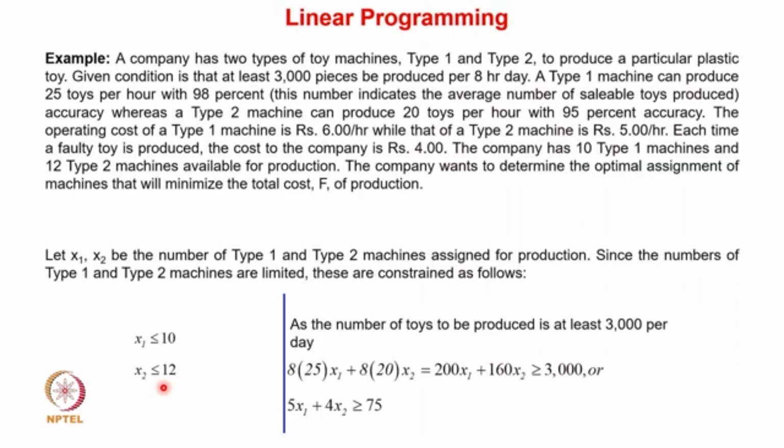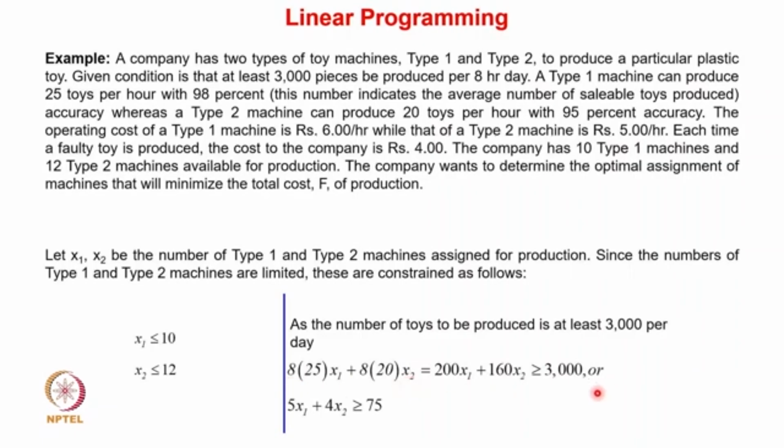Again, every day we want to produce 3000 pieces, isn't it? A type 1 machine is producing 25 toys per hour, correct. So 25 into the 8-hour shift, multiplied by the number of type 1 machines x1, gives the number of toys produced by machine 1. Similarly, 8 hours multiplied by 20 toys produced by a type 2 machine, so 8 into 20 into x2, gives the number of toys produced by machine 2, and this sum should be greater than or equal to 3000 because we want to produce a minimum of 3000 pieces.